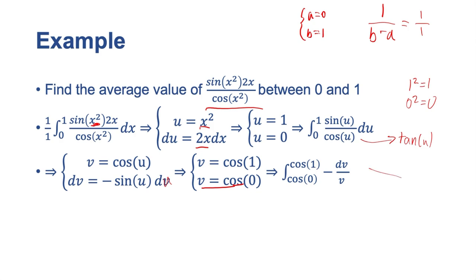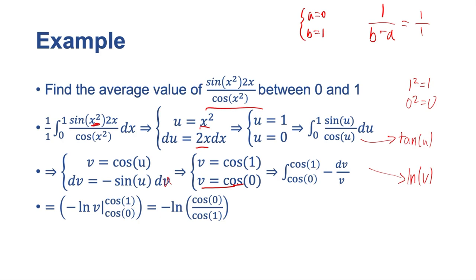And everybody should know that this goes to the natural logarithm function of whatever v we are dealing with. So we actually don't need to do reverse substitution anymore, because we have changed our bounds as well. This gives us negative natural log of v evaluated between cosine of 0 and cosine of 1, and that is equal to, using our logarithm properties, negative natural log of cosine of 0 over cosine of 1. Actually, that should be the reverse. So we have cosine of 1 over cosine of 0.